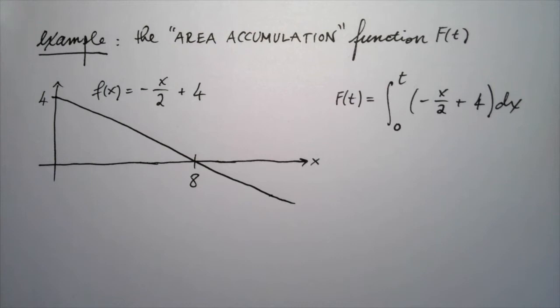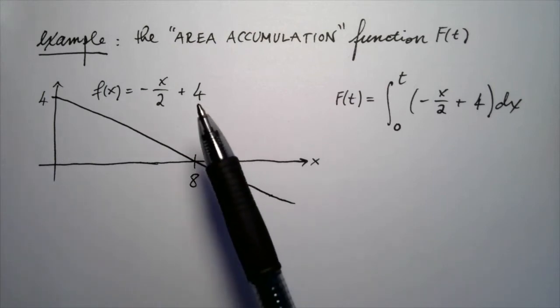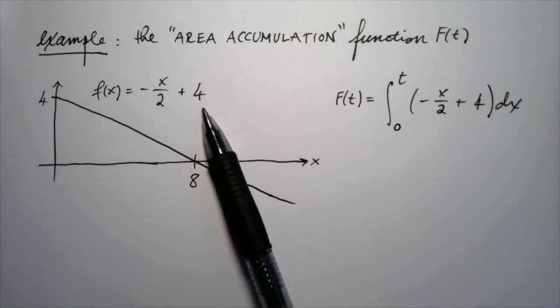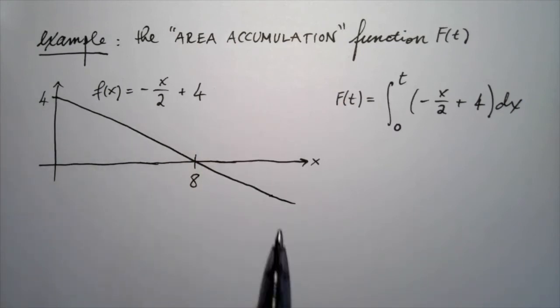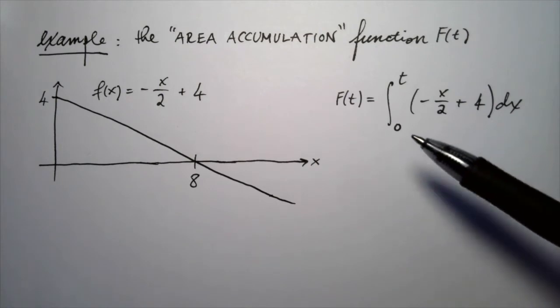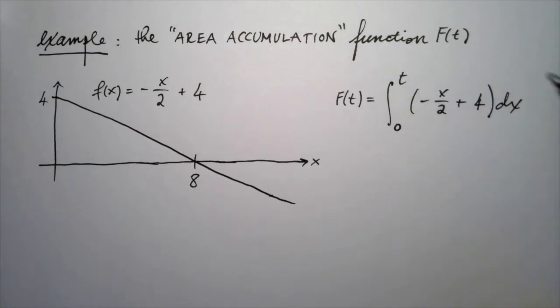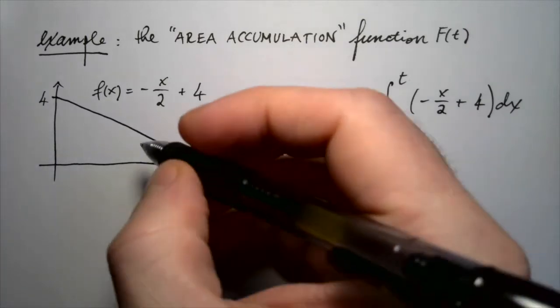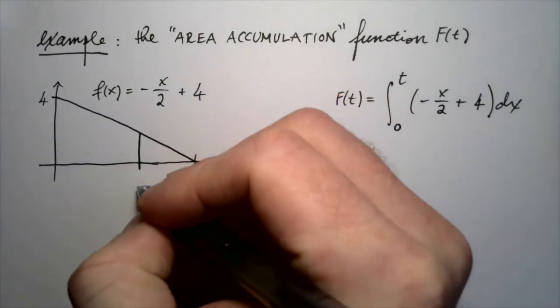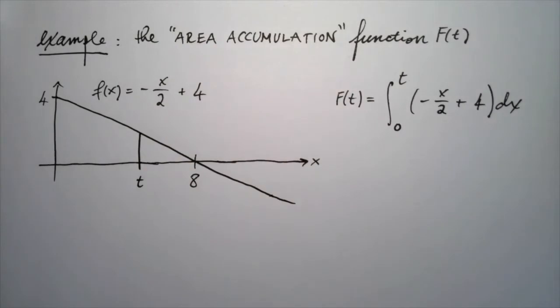We're now going to consider another integral of a linear function, namely minus x over 2 plus 4. I've graphed that function right here, but this time instead of integrating out to some specific number like 2 or 3, we're just going to integrate out to some generic spot along the x-axis. Let's call it t.